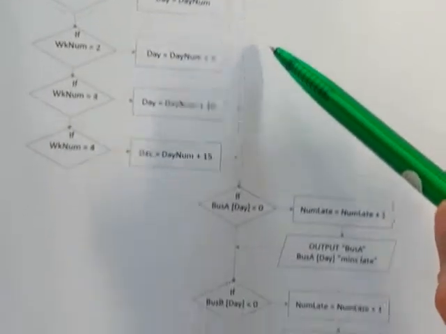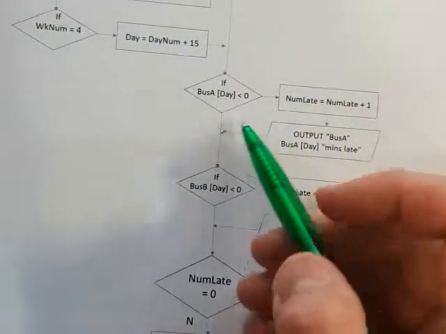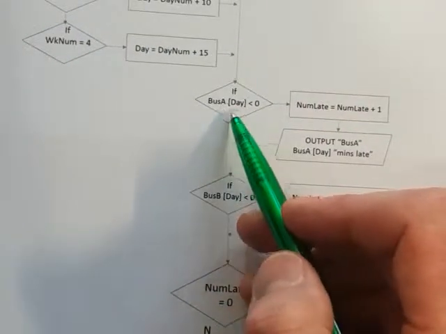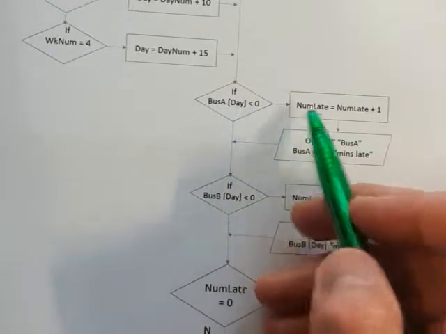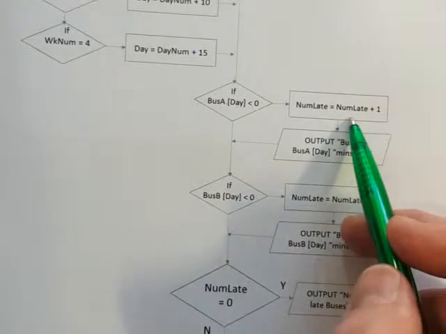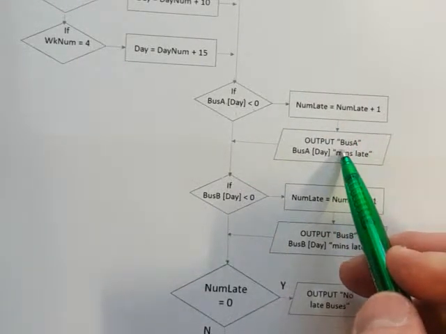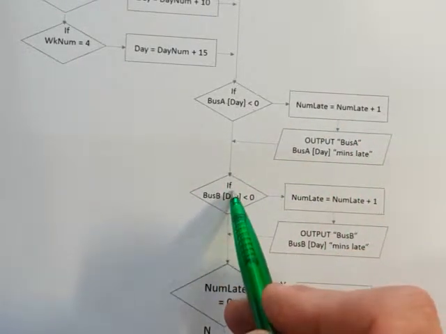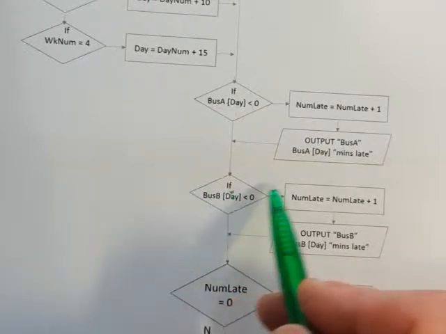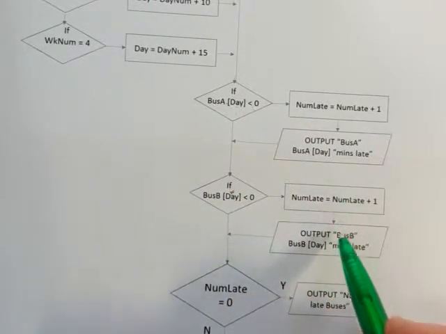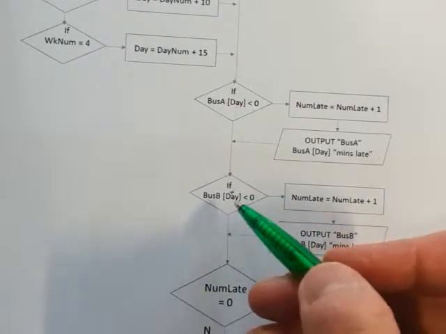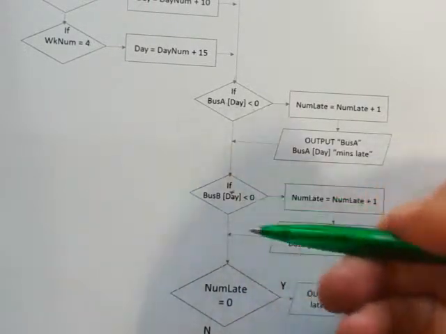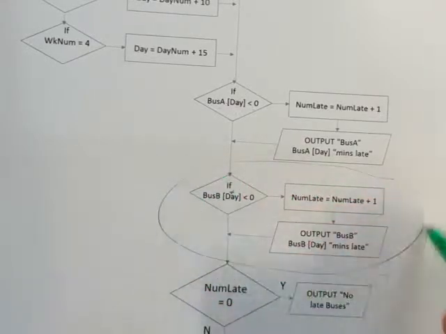Okay, so once we've generated that position, we basically can say, well look, if bus A, whatever the position we were looking at, is less than 0, that means it was late, so we want to count that and we want to output it. Then we'll check the next bus route to see if that one was late on that particular day, and if it was, we'll count that one as well and we'll output it. Then we'd repeat this for bus C, bus D, bus E and bus F. So we'd basically be repeating these bits of code.